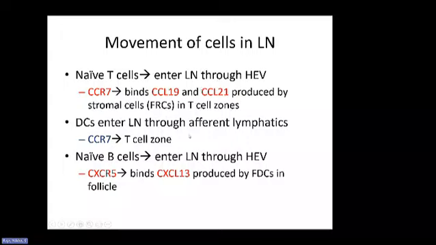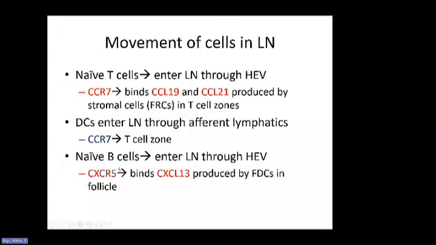Dendritic cells that enter the lymph node through efferent lymphatics also express CCR7. So dendritic cells also go to the T cell zones. So the dendritic cells acting as APCs and naive T cells get a time to interact in that T cell zone where they can present the antigen. Naive T cells can come across that antigen, and if it's a specific antigen for that naive T cell, it will get activated.